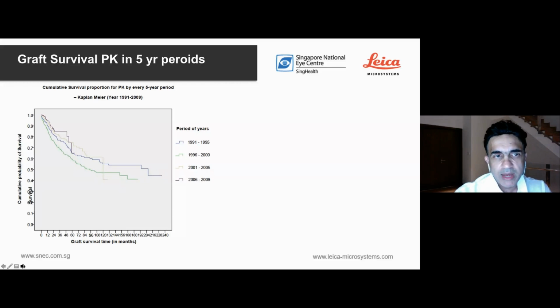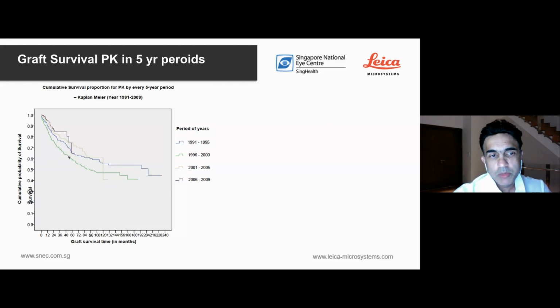What is the effect on the outcome? If you look at this Kaplan-Meier survival curve, it shows you the outcomes following standard penetrating keratoplasty, grouped every 5 years. The blue line over here is between 91 and 95, the green line between 96 and 2000, and so on up to 2006 and 2009. What you can see is that most of these curves are exactly the same. What that means is that if you had a transplant in 1992 or a transplant in 2007, your outcome is exactly the same.